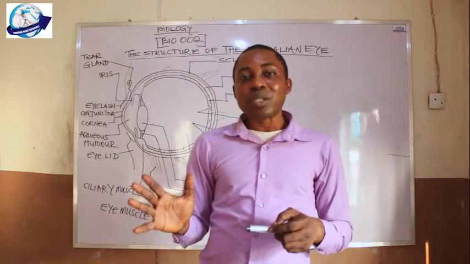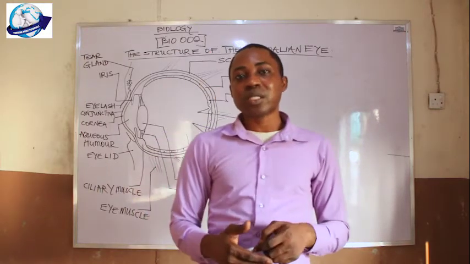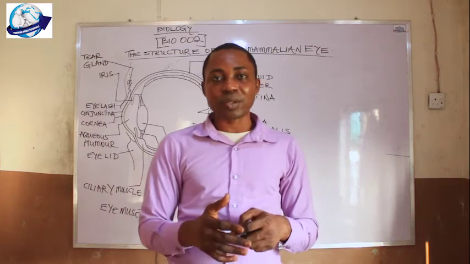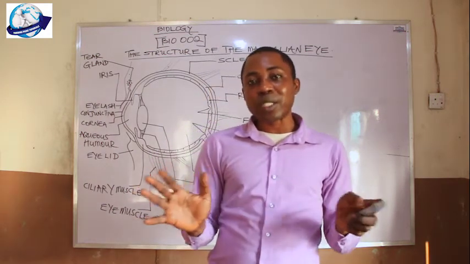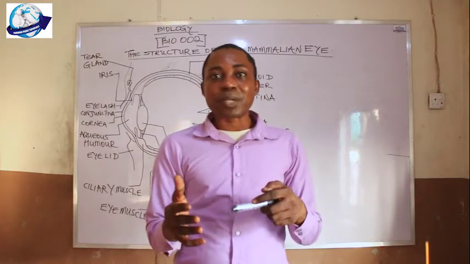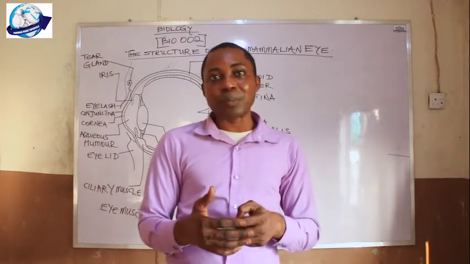Then in so doing, it helps to wipe out any dirty thing or any bacteria around on the surface of the eye. The eyelid also helps to protect the eye when one is trying to blink, or when the person is asleep.